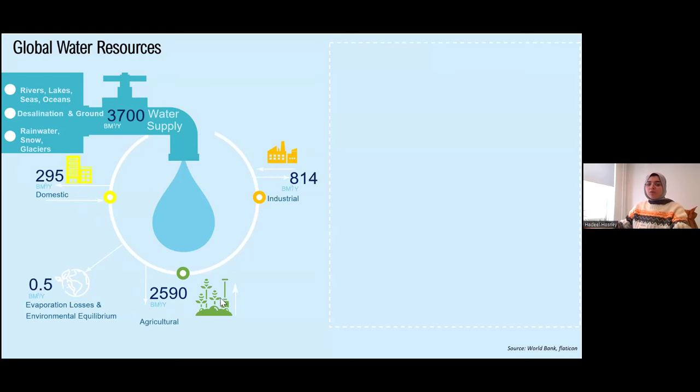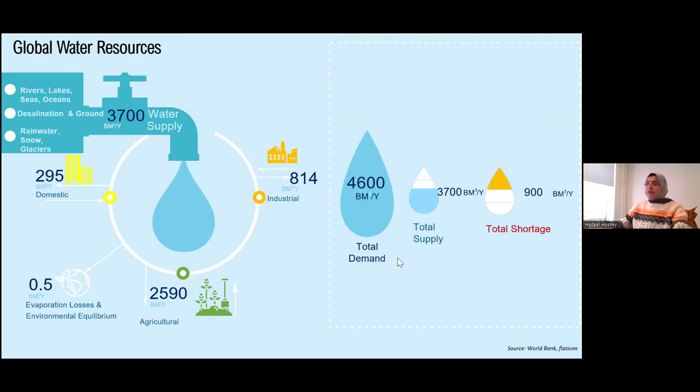22% of the total water supply is allocated to industrial processes, manufacturing, and energy production, while less than 1% of the total water supply is lost through evapotranspiration. But if we look at the actual demand, it amounts to 4,600 billion cubic meters per year. That means that we have a total shortage of 900 billion cubic meters per year.